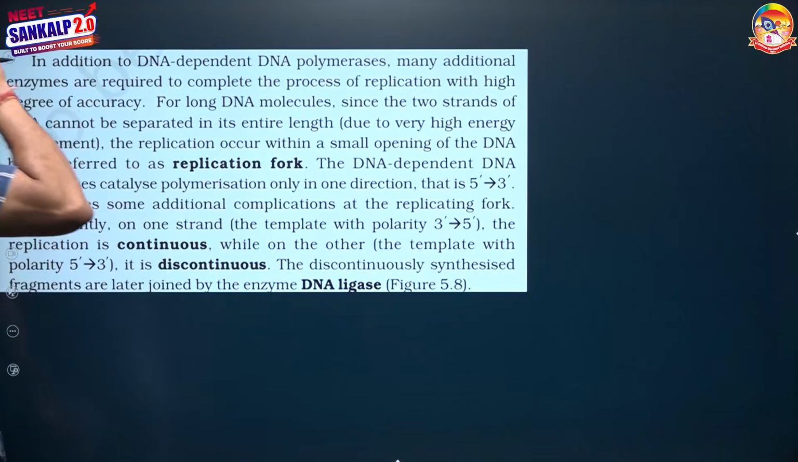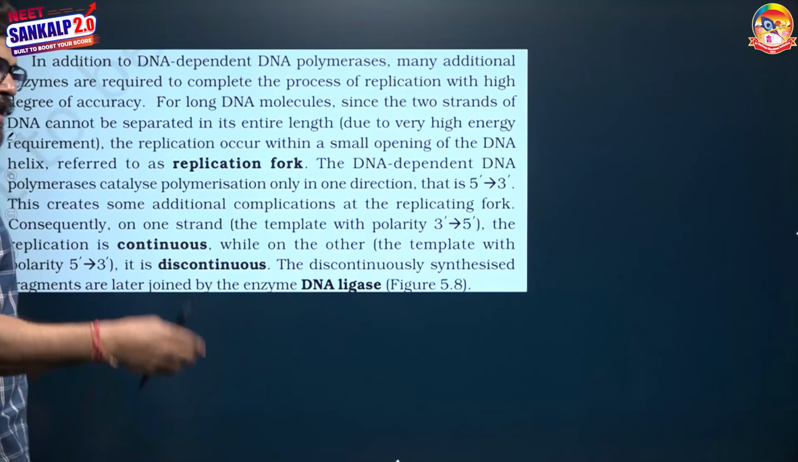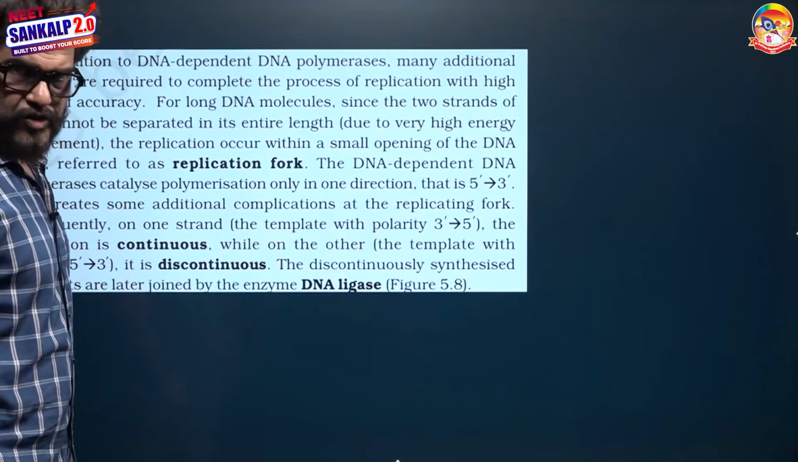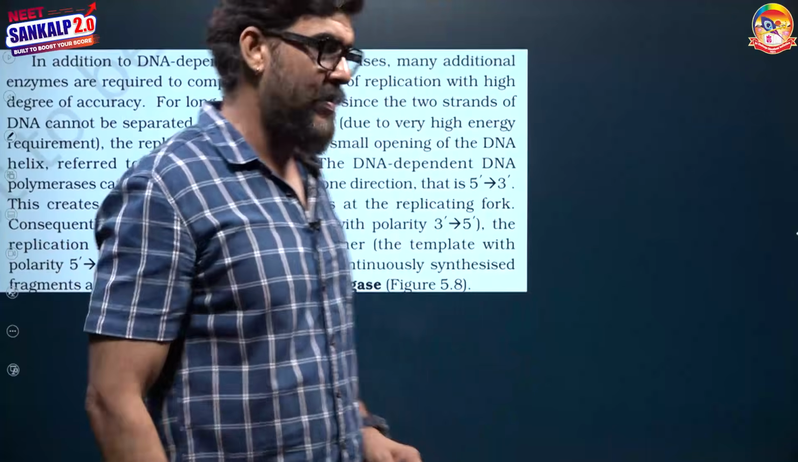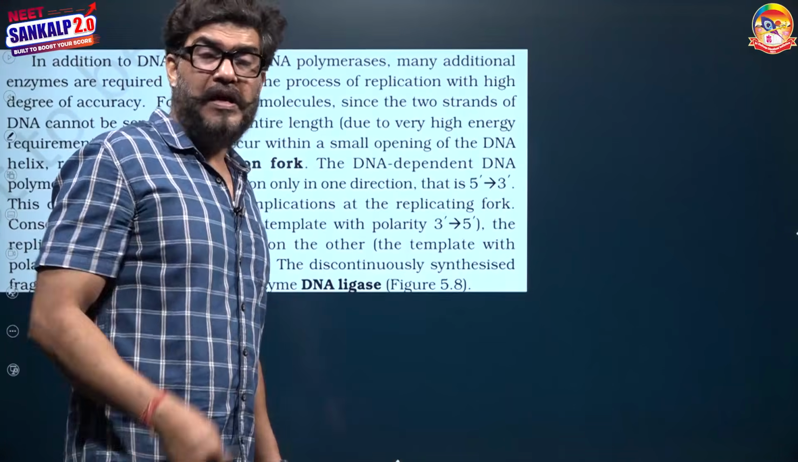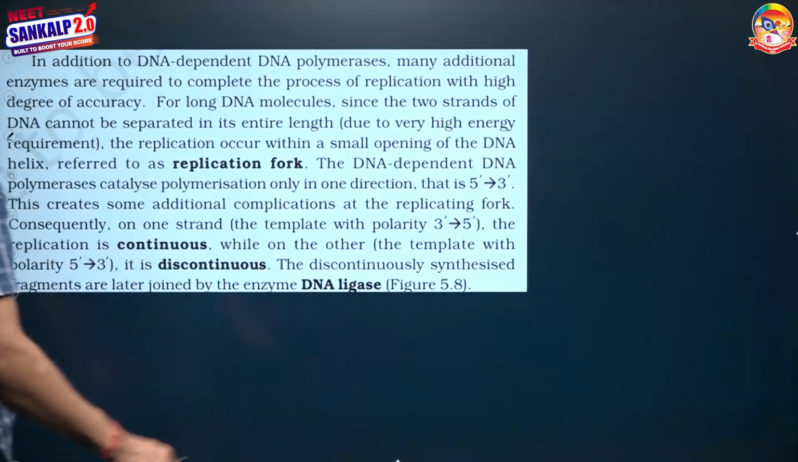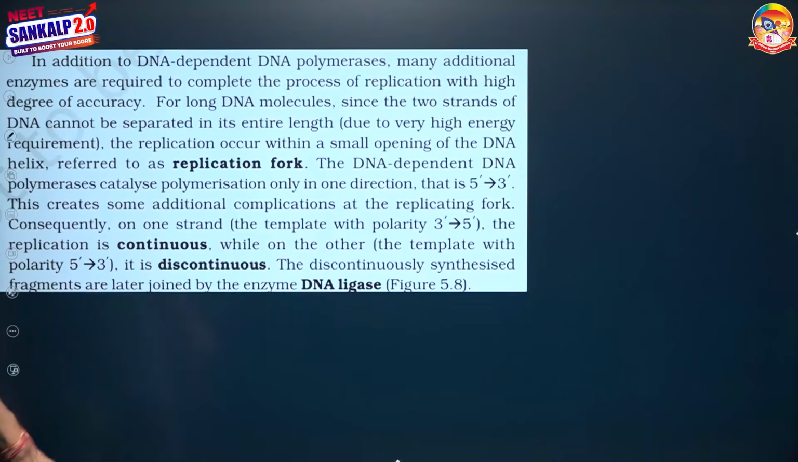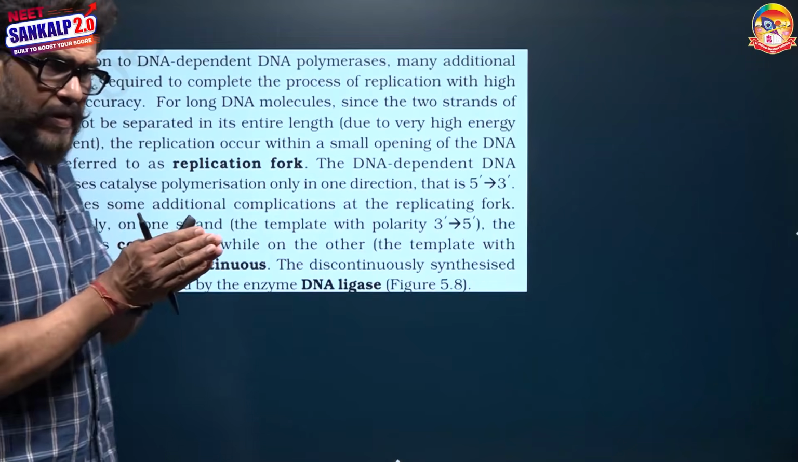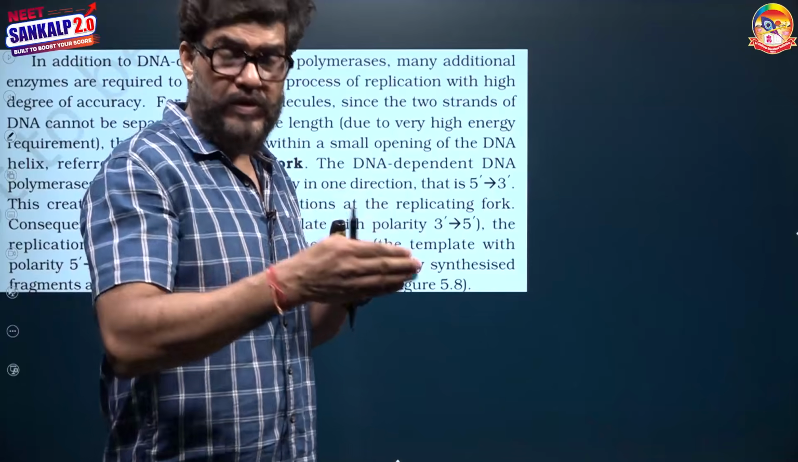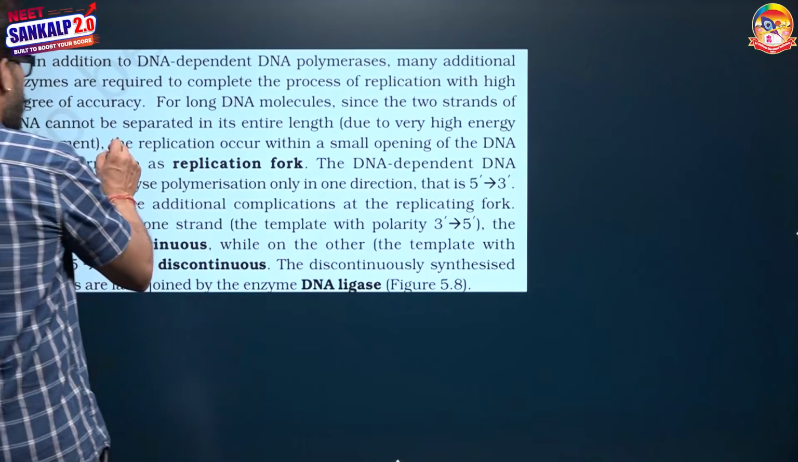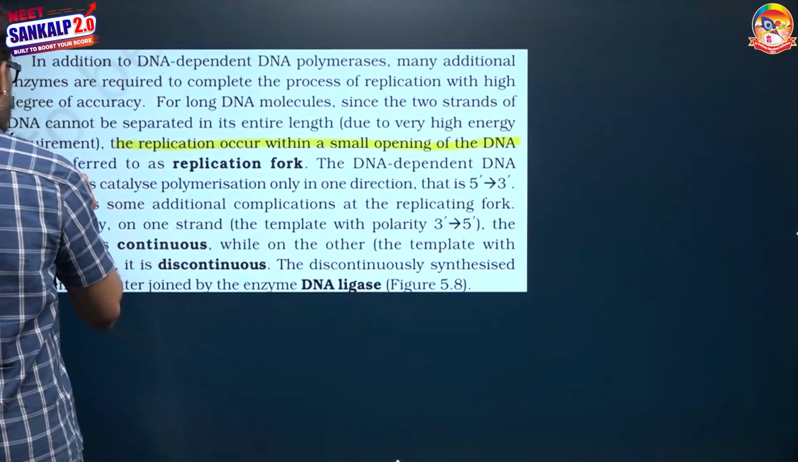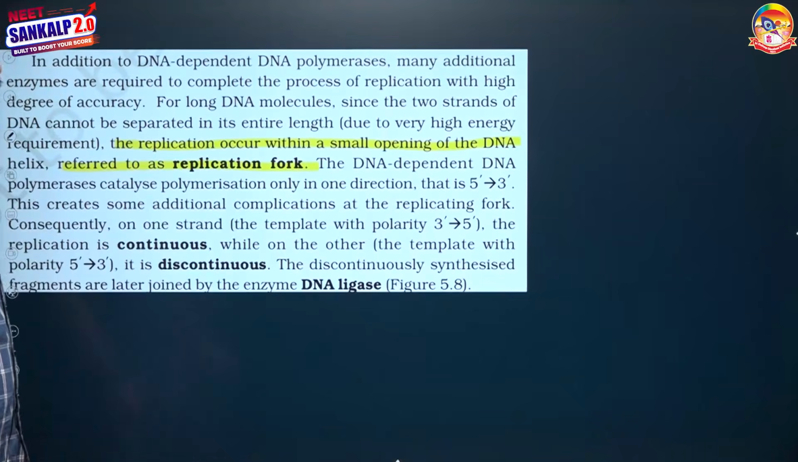In addition to DNA-dependent DNA polymerase, many additional enzymes are involved, like primase, helicase. During DNA replication, opening of the 2 strands is done by the helicase enzyme, along with single-stranded binding protein, ligase, etc. For a long molecule, the 2 strands of DNA cannot be separated along their entire length, so DNA replication happens in a very short region. The replication occurs within a small opening of the DNA helix, which is referred to as the replication fork.